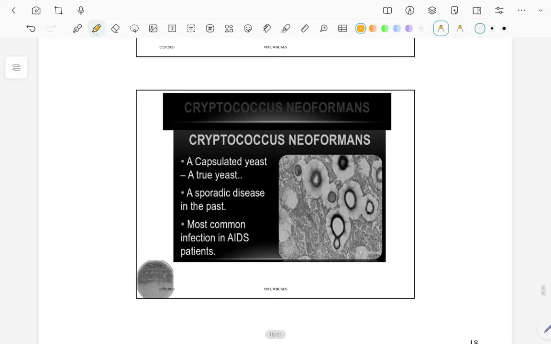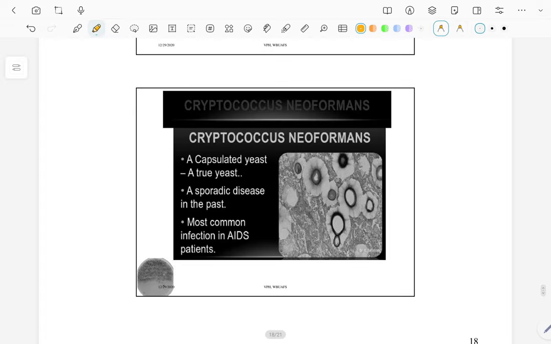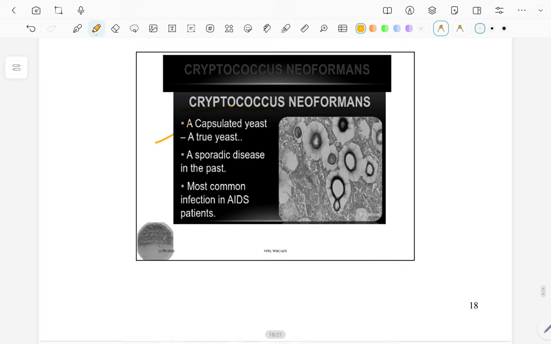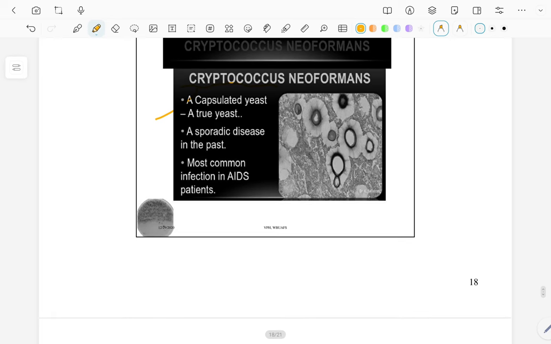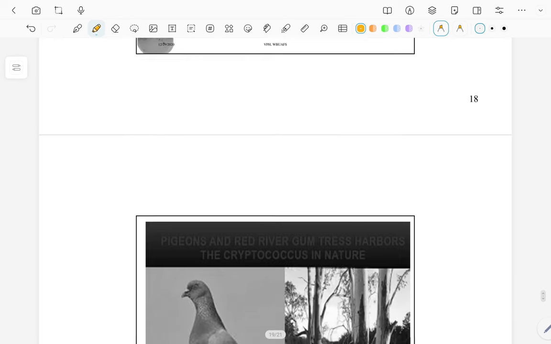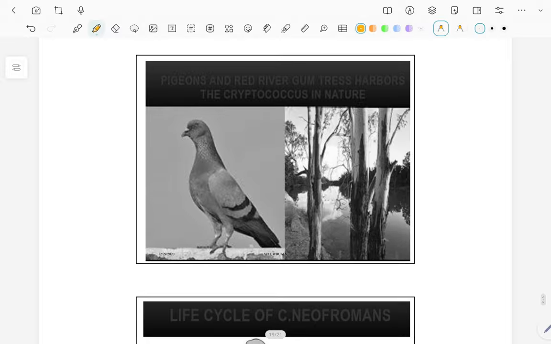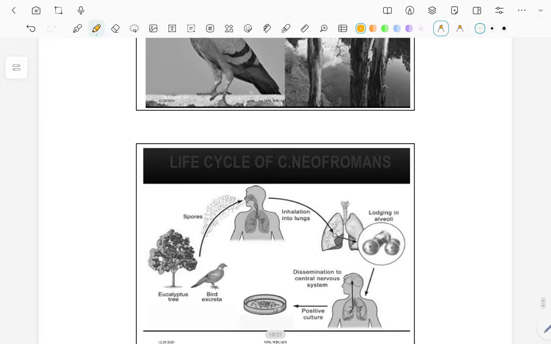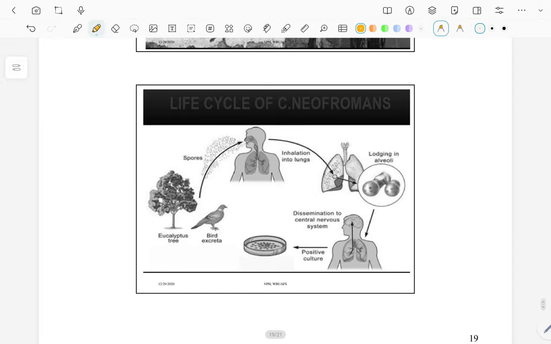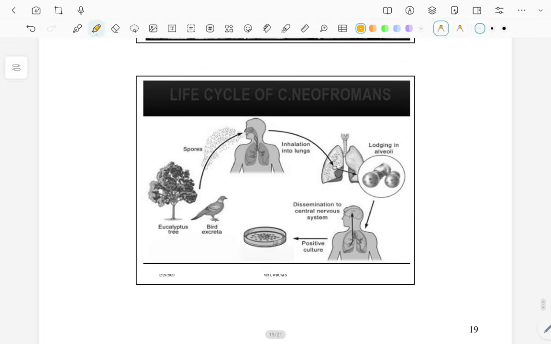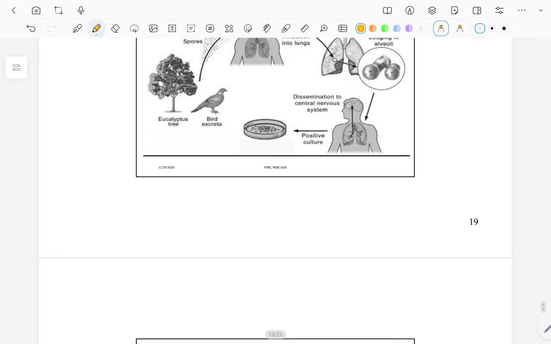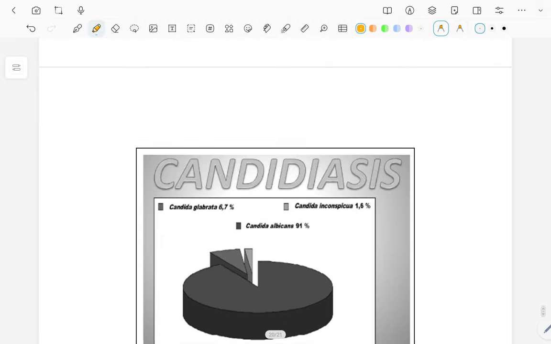Cryptococcus neoformans, a capsulated yeast, a sporadic disease in the past, now the most common fungal infection in AIDS patients. Life cycle of Cryptococcus neoformans. Candidiasis.